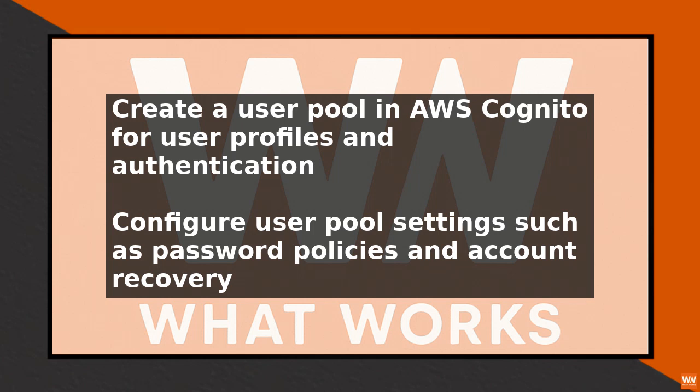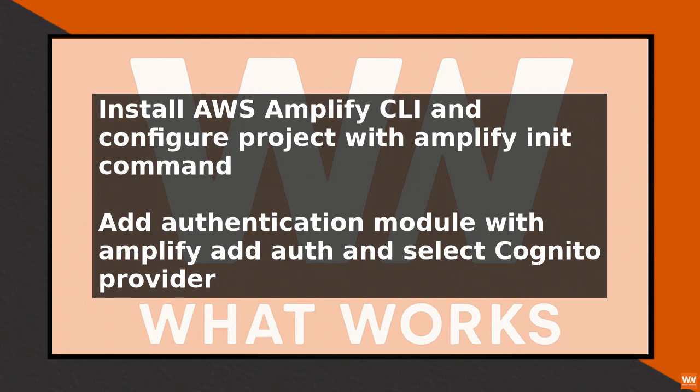Step 3. Implementing authentication. Once you have configured AWS Amplify and Cognito, you can start implementing authentication in your application. You can use the AWS Amplify Auth class to authenticate users and handle authentication events such as login and logout. You can also use the Auth class to get the current authenticated user and access their profile information.